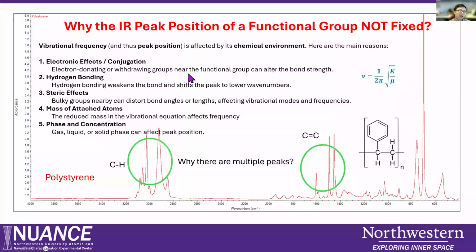They are shifted a lot by the chemical environment, and by electronic effects like electron donating or withdrawing groups. Hydrogen bonding and bulky groups can also affect it and reduce the mass. If you use an isotope, that also changes the frequency. If you change the phase, for example the same material as a solid, a gas, or a liquid, the distances are different, and that also affects the peak position.